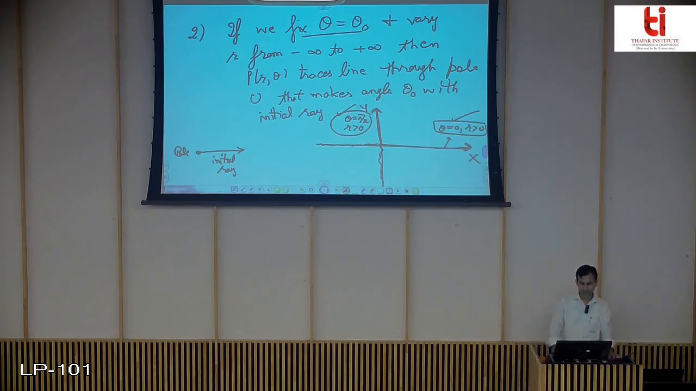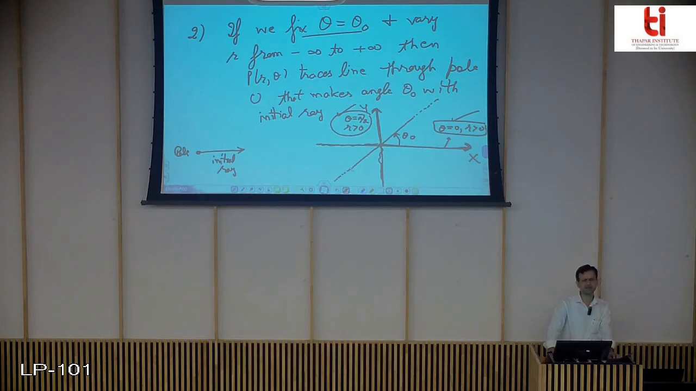So the question we were looking at here is that if we fix theta equals theta naught, say this is the line theta equals theta naught, making angle theta naught with the initial ray in anti-clockwise direction, only then theta is positive, and r varies from negative infinity to plus infinity. So r goes like this, positive infinity, negative infinity. This will be the line that will be traced by P(r, theta) in case theta is fixed.